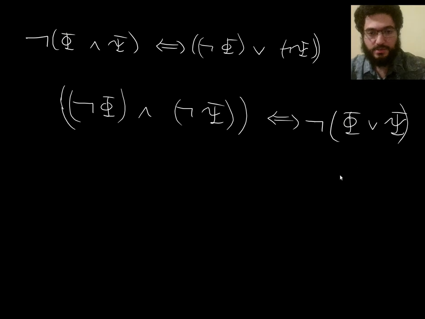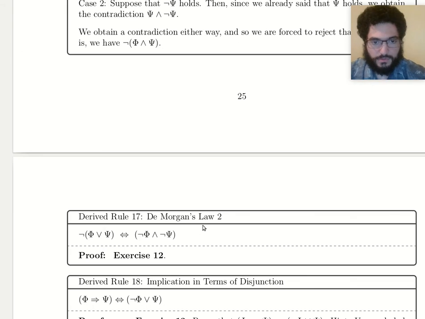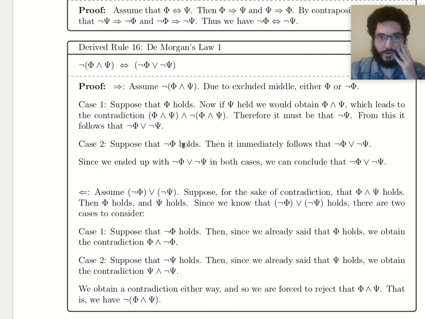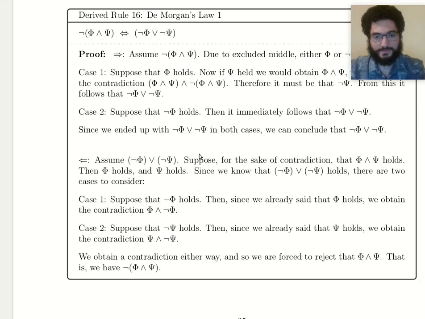So this is one way to prove derived rule 17. I didn't write it very carefully, but that's one quick idea where you start with DeMorgan's law, and then you invert the equivalence, and you just apply it to negated versions of phi and psi.